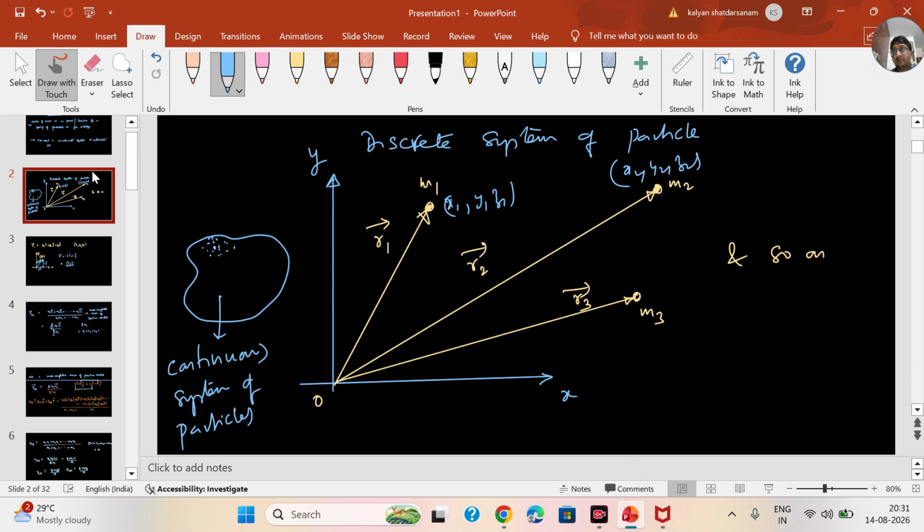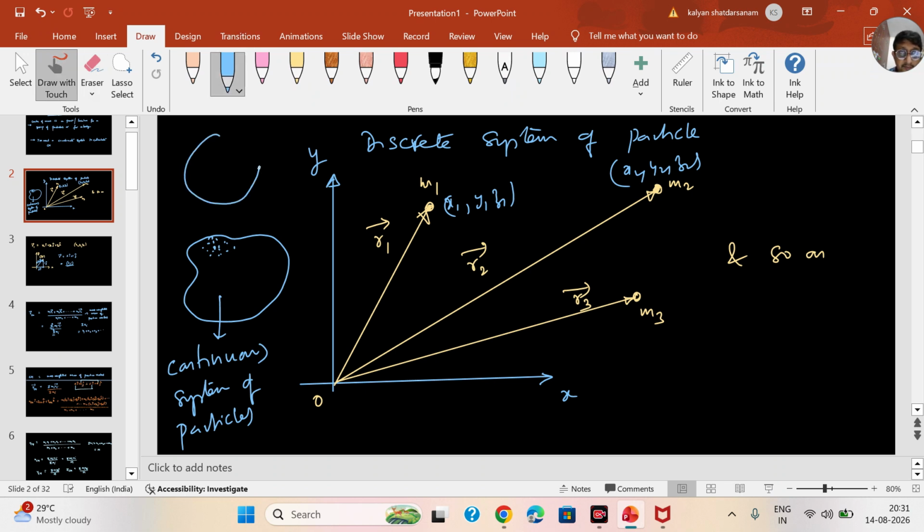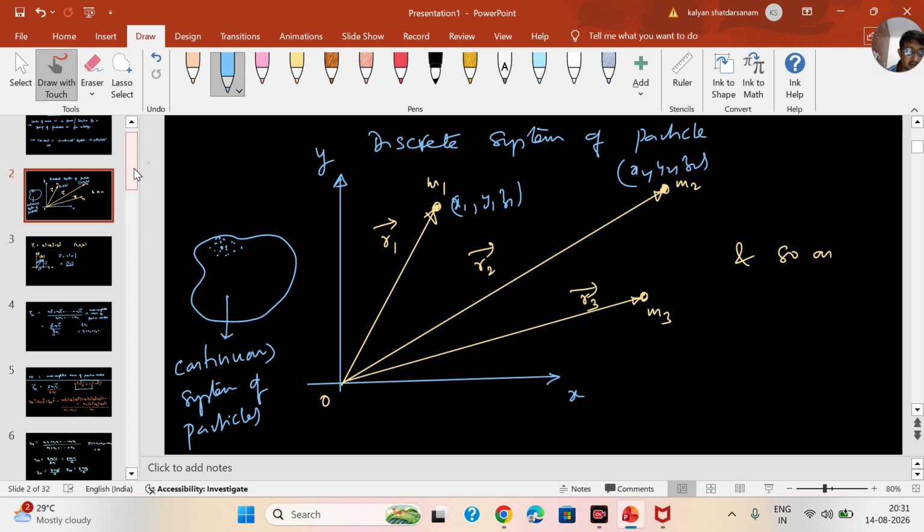Okay, to give you an example, suppose there is one rice particle here, another rice particle here, another rice particle, another rice particle. It's a discrete system. You take many such rice particles and make it into a rice ball. You first mix it into a paste and make a rice ball. Now everywhere there are particles. There is no gap. This is called a continuous system. So how to find the center of mass of continuous system of objects? So let us see that.